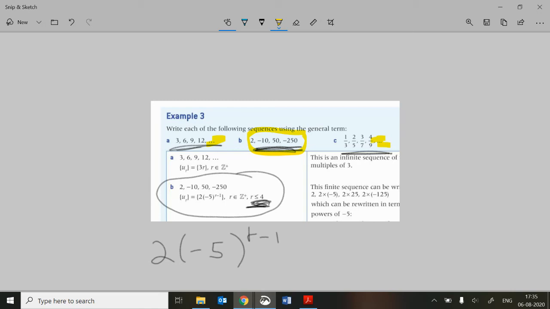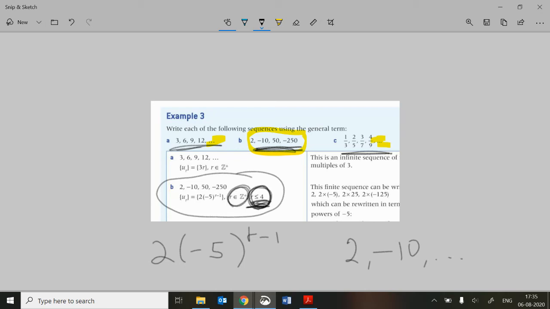So there's only actually 4 terms here. The first term is pretty straightforward. When we put in 1, we'll get out the answer of 2. When we put in 2, we'll get out the answer of minus 10, and so on. So there's only the 4 terms there, and we've got to stop at 4. So they're telling us to stop at 4 here, but they're also saying R belongs to positive integers.